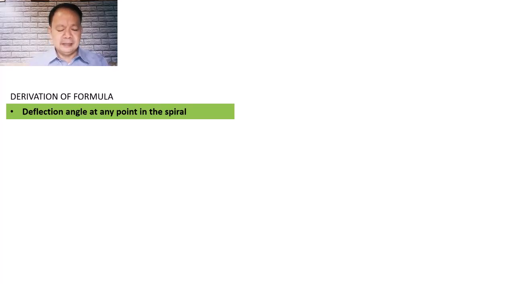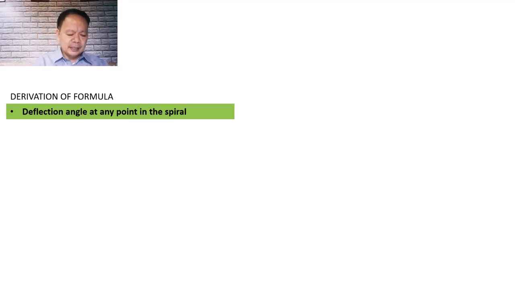At guys, puntahan natin itong elements ng spiral transition curvature na tinatawag nating deflection angle at any point in the spiral. Ano ba itong deflection angle? Alam natin na yung deflection angle, yun daw yung angle that the line joining TS and any point on the spiral is making with respect to the tangent distance.